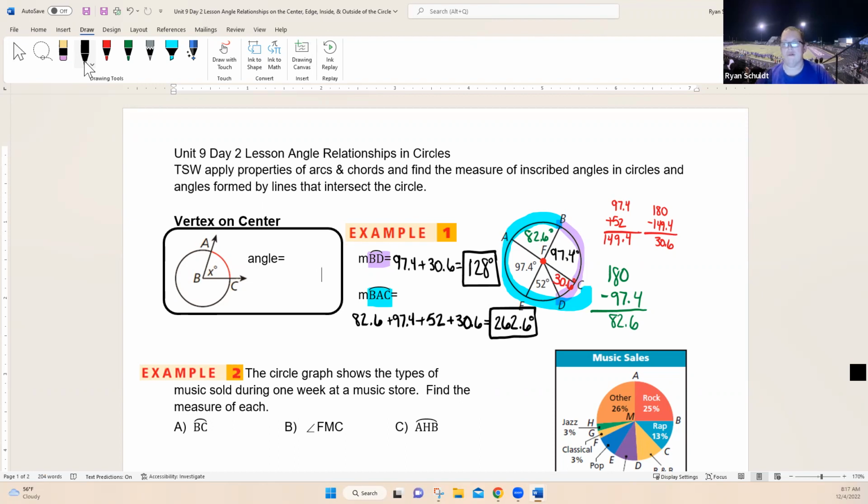And I just noticed I was so excited to jump right into it that I didn't even fill in our formula. So this is the same thing as what we did yesterday. The measure of the central angle is the measure of the arc. Whatever the arc is, that's what we use.